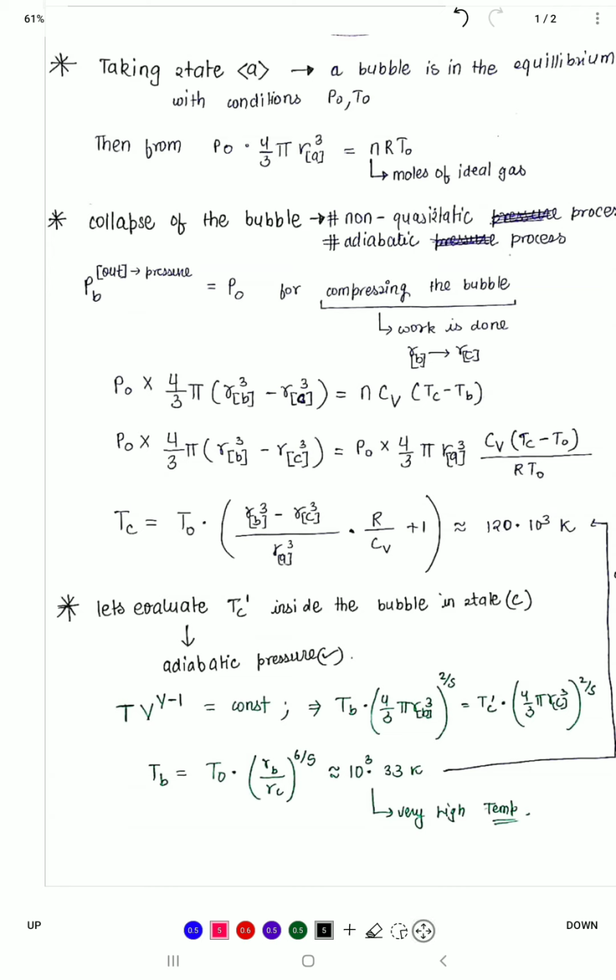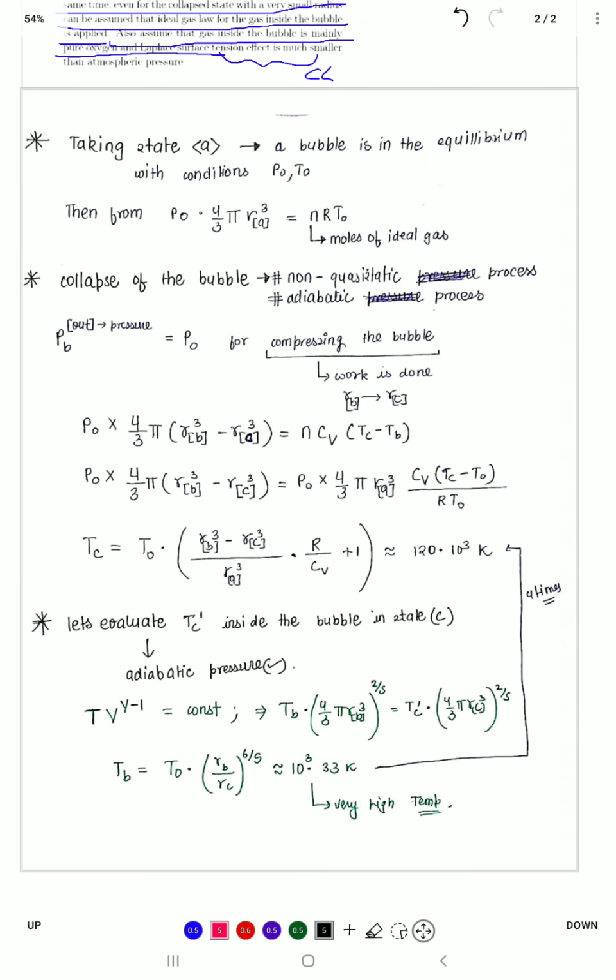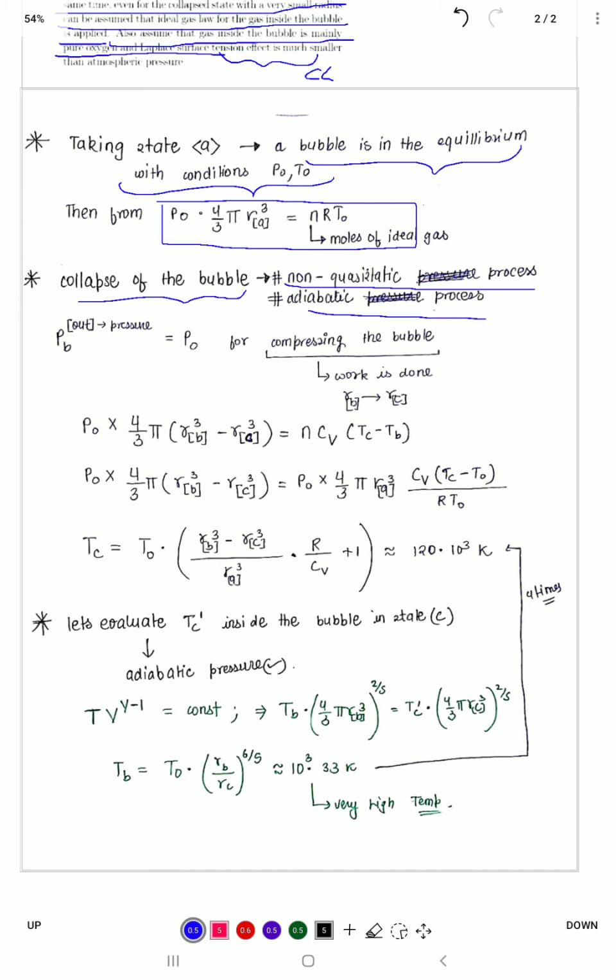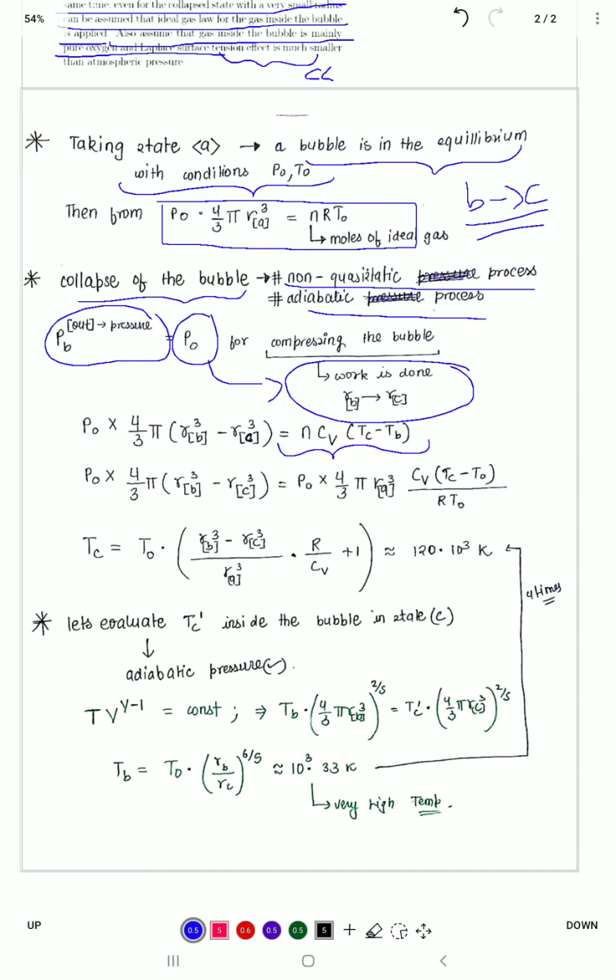Taking state A, the bubble is in equilibrium with conditions P naught, T naught. So P naught V naught is nRT naught, for n moles of ideal gas. Now when the collapse of the bubble takes place, it is a non-quasi-static and adiabatic process. So here the pressure outside must be equal to P naught. For compressing the bubble, work must be done. I am compressing the bubble from B to C because the radius is decreasing. So some amount of work must have been done, and that will be equal to the change in internal energy.